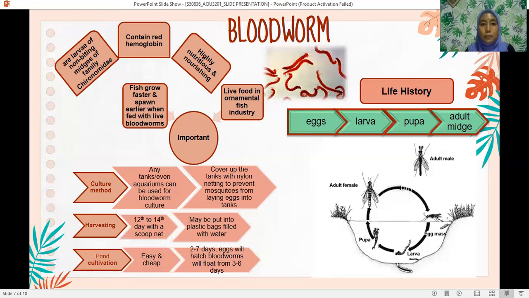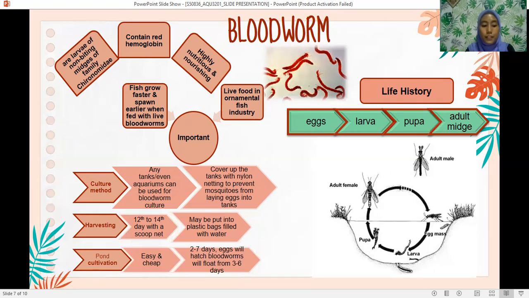For the culture method of bloodworm, any tanks or even aquariums can be used, and cover the tank with nylon netting to prevent mosquitoes from laying eggs in the tank. For harvesting, after 12 to 40 days, use a scoop net and put them into a plastic bag filled with water. For pond cultivation, it is easy and cheap; in 2 to 7 days the eggs will hatch, and the bloodworms will float from 3 to 6 days.